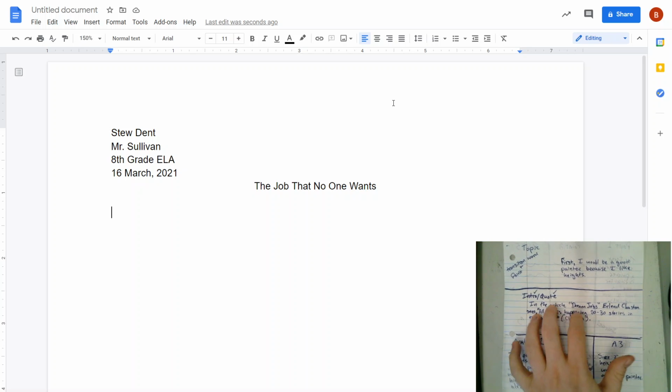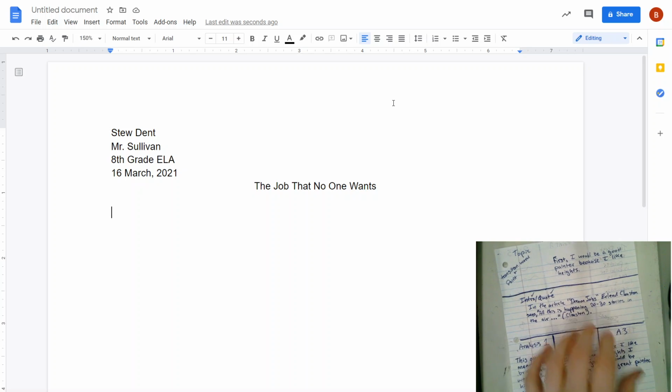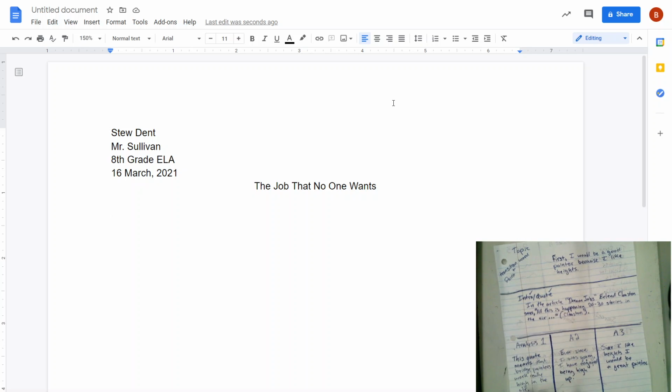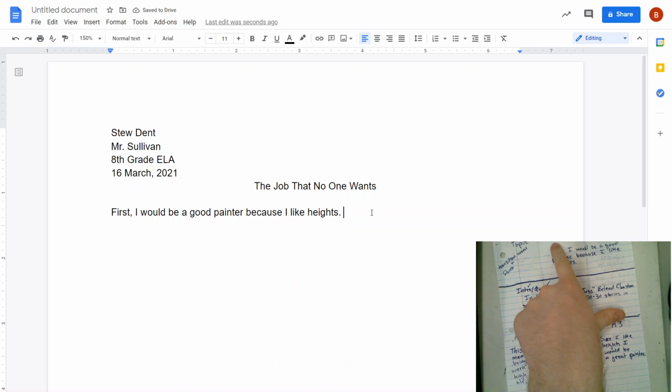and it's time to start writing out our paragraphs. I'm going to start by writing each of my TIQA paragraphs, and I can do this word for word. What I wrote on my paper, I'm going to transfer it over onto my essay. So mine says, first, I would be a good painter because I like heights. Go back there and just spell check. Okay, that's my topic sentence.